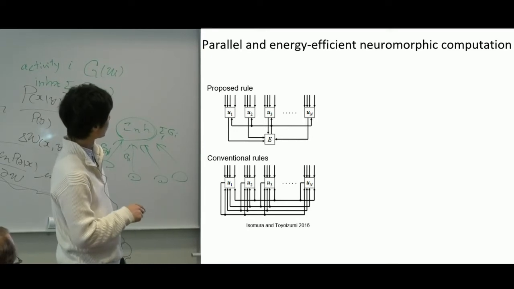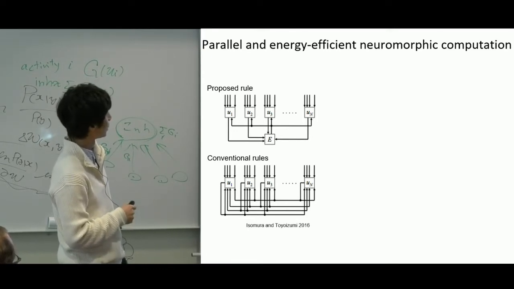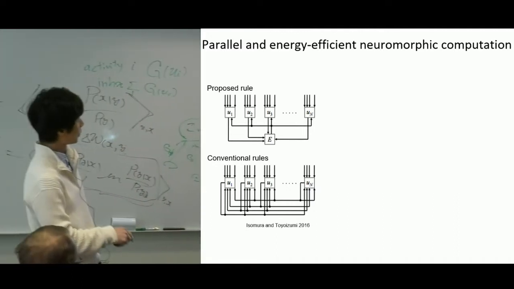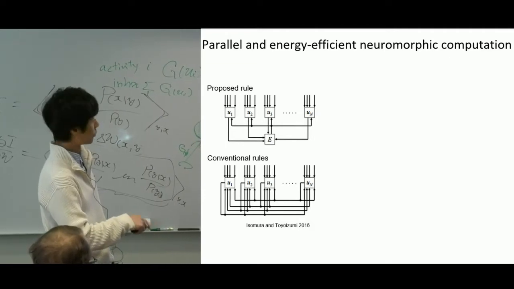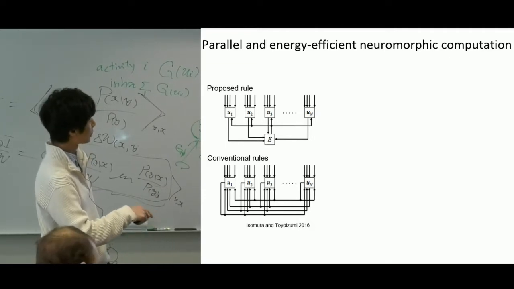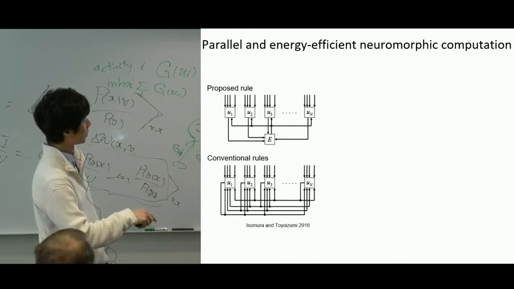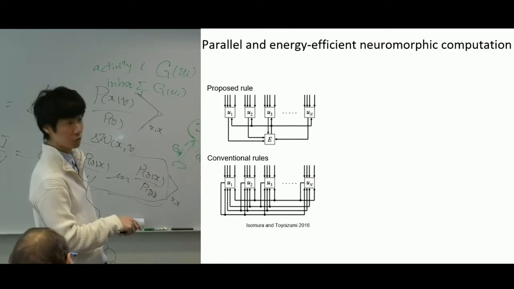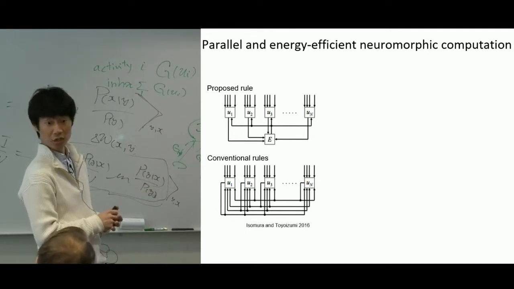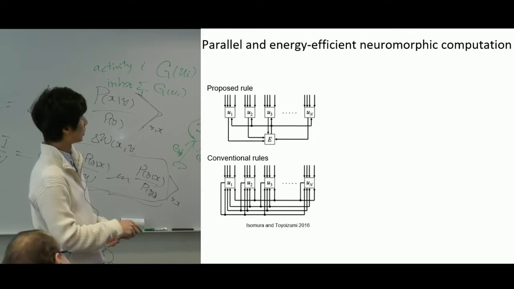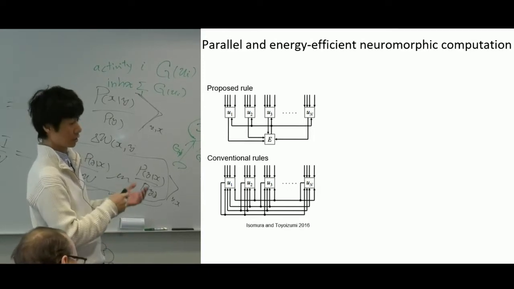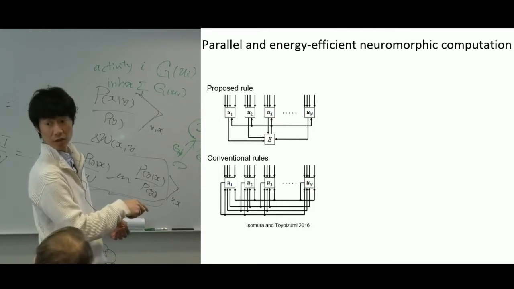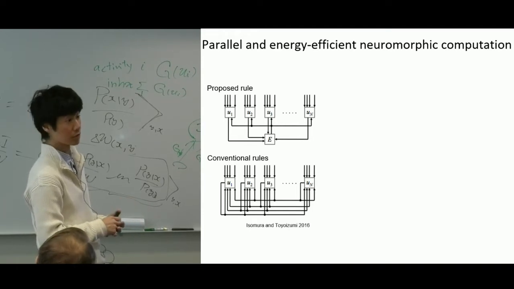So application to highly parallel and energy efficient neuromorphic computation can be possible, because in the conventional learning rules for ICA, the diagram scheme is something like this. These are different output neurons, and massive communication between output neurons is necessary in a conventional scheme. But in our proposal, all the communication between output neurons is through a scalar factor E. So this can significantly simplify the circuit diagram.